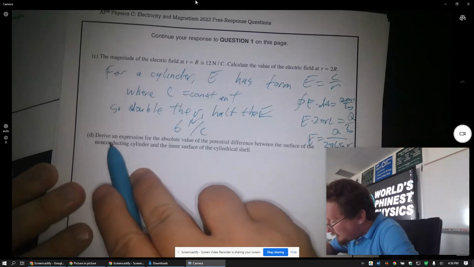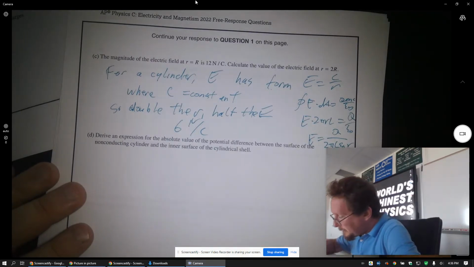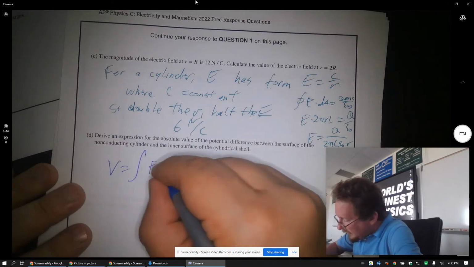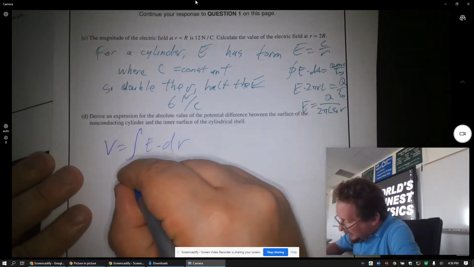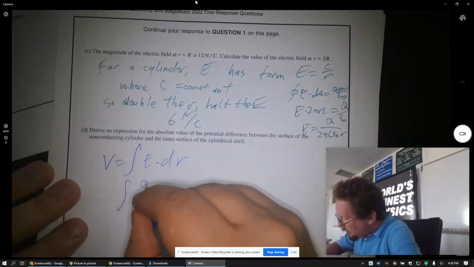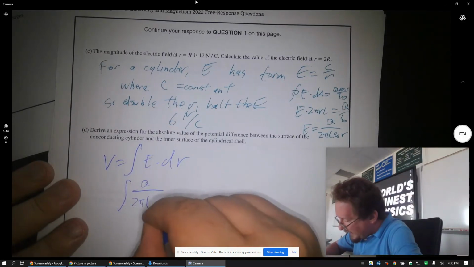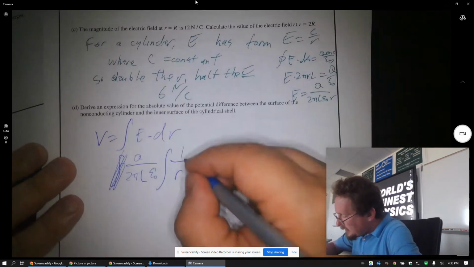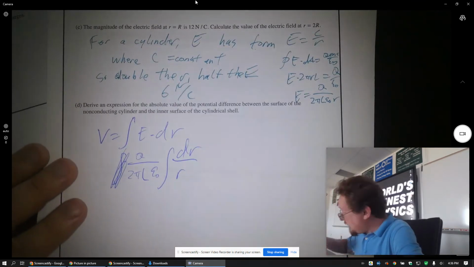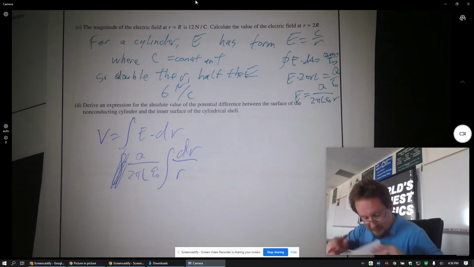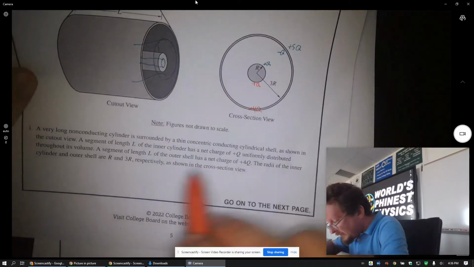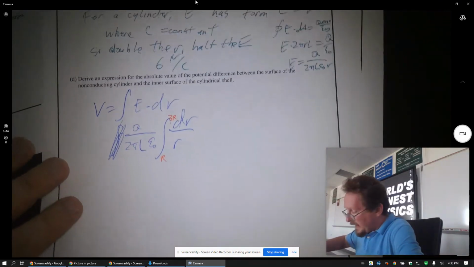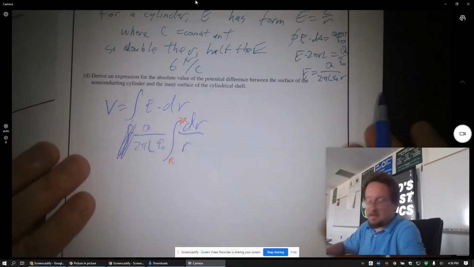Derive. All right, so the potential difference, okay, well, we've done this before, integral E dot dr. Now it's going to be the integral of Q over 2 pi L epsilon naught. Just bring the integral. That is a dr. Okay, and then limits. Know your limits. Here we go. R to 3R. Okay, that's natural log. I'm not going to show it to you.